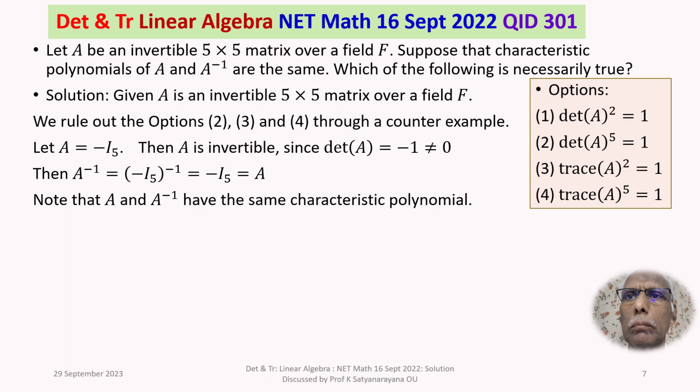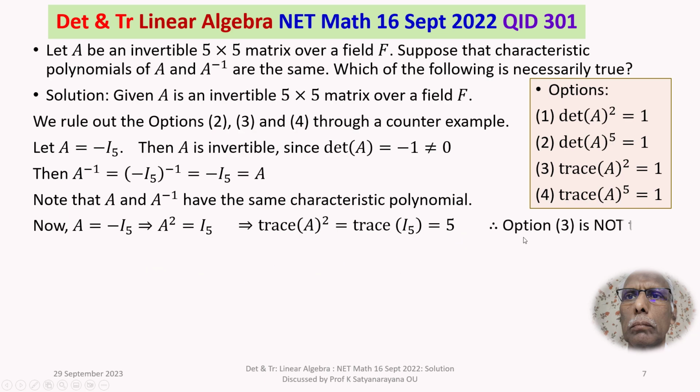Agreed. Now A is minus I5. Square it. A square is minus I5 multiplied by minus I5, which is I5. Then take its trace. Trace of A square is equal to trace of I5. Trace of I5 means the sum of the elements on the main diagonal of I5, and that is 1 plus 1 plus 1, 5 times, that is equal to 5. So it is 5, but in option 3 it is given 1. So option 3 is not true.